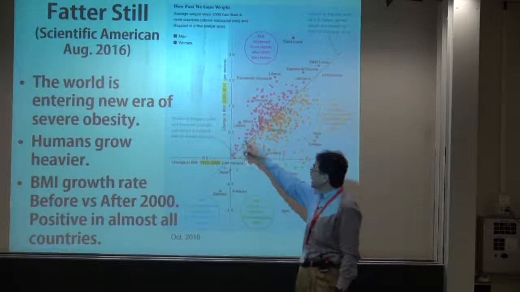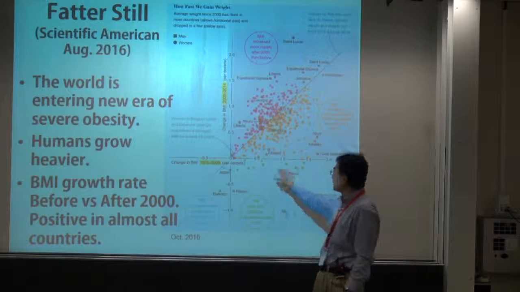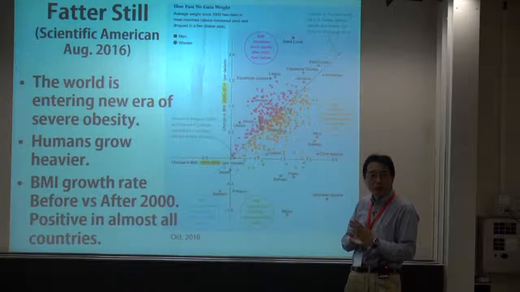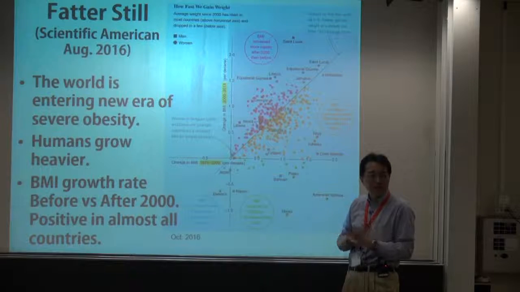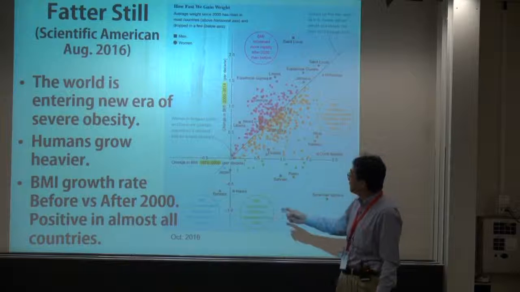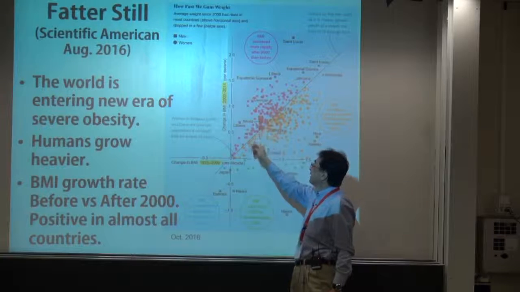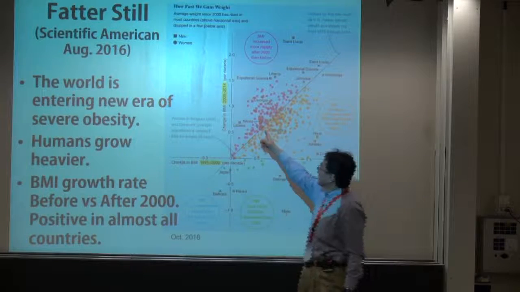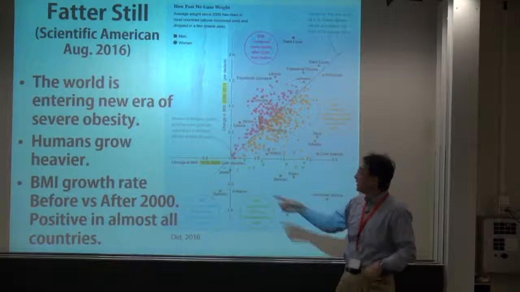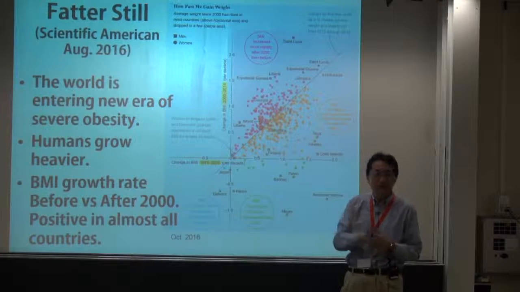As you can see in this region, all the countries, except these several countries, have a BMI growth rate that is positive. That means that we are getting heavier, right? And the world average is here. Then the men is in this region, which is the accelerating region. And then the women is on a line. That means the BMI growth rate is the same.